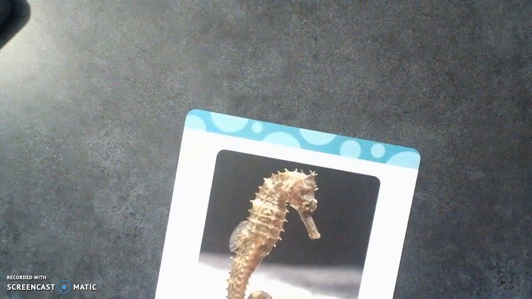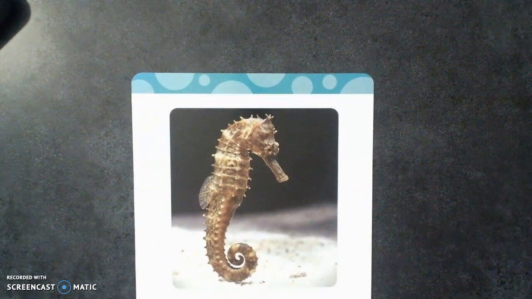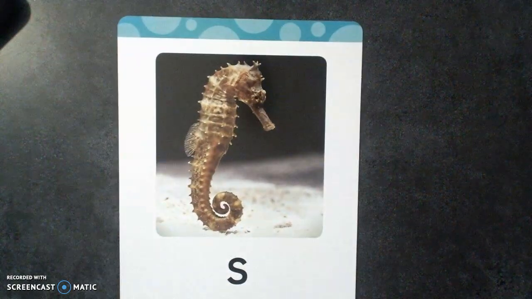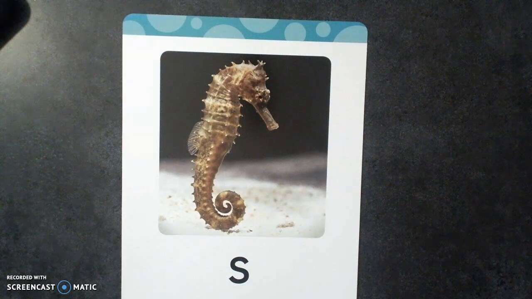Hi everyone. So today we're going to talk about the inflection S. Okay, so first, this is a seahorse. It starts with that S sound. Okay, well the letter S is also an ending. Okay, so let's see what happens when we add the ending S to some words.